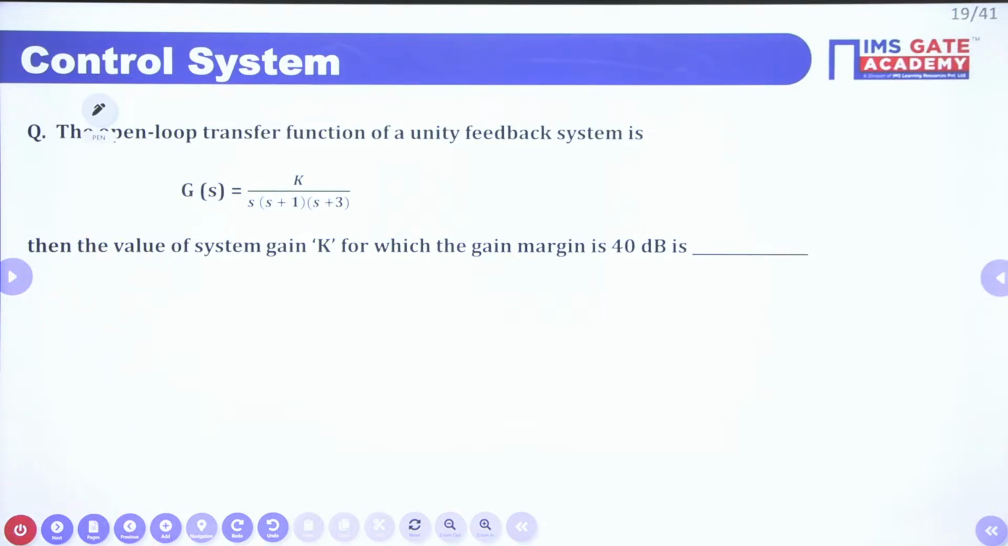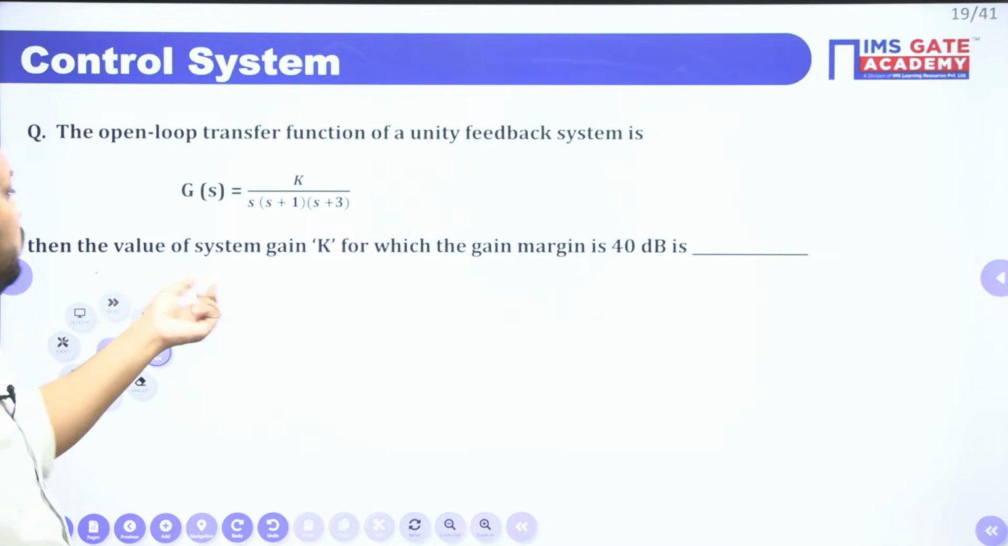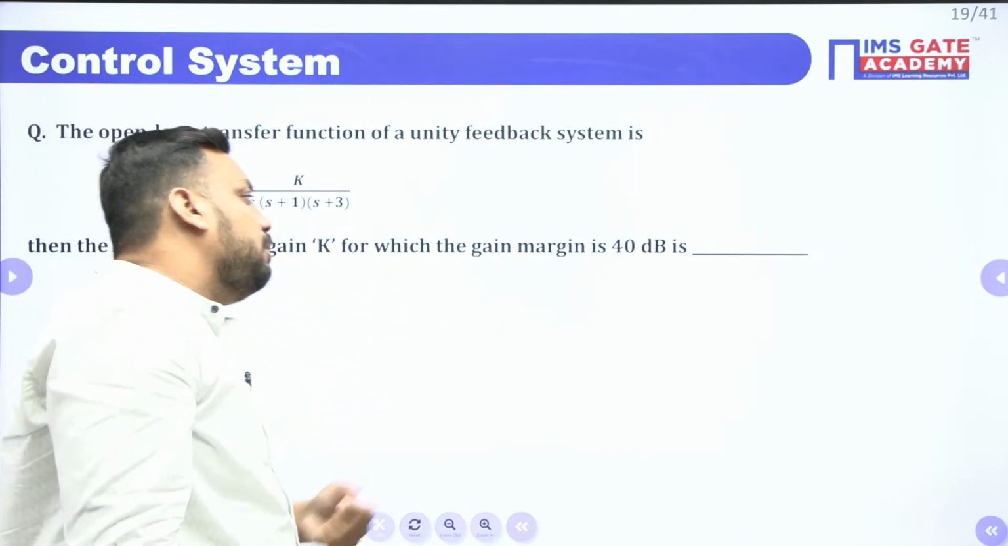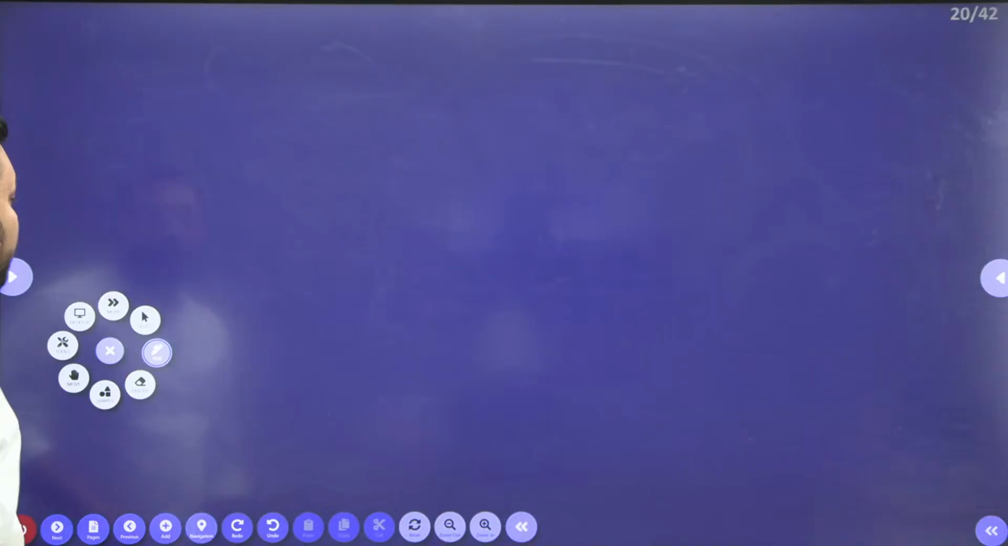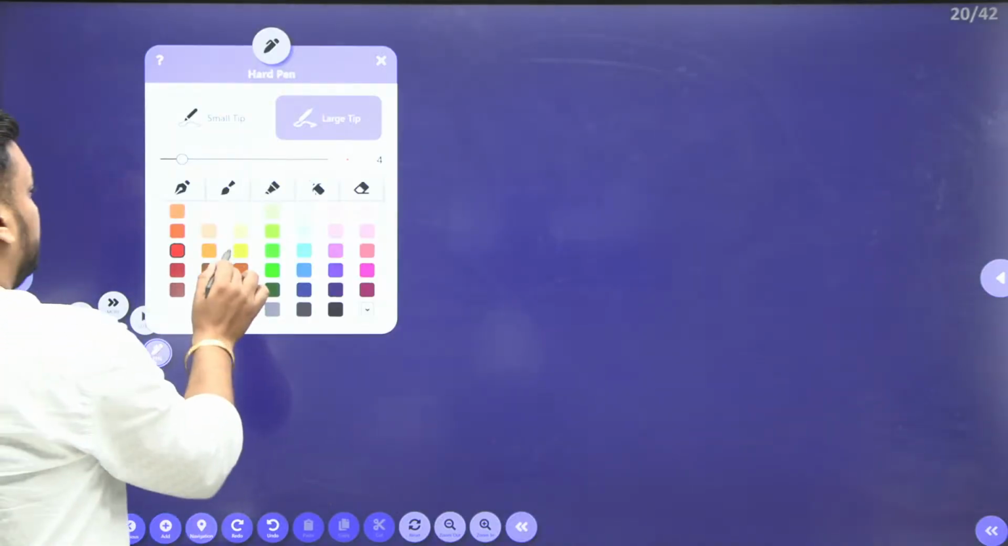So now I think you have already completed this question. Now my next question is here. All of you just try to attempt this. This is a good question. The value of the system gain K for which the gain margin is 40 dB. Gain margin is given, 40 dB. I am writing the question here for you.